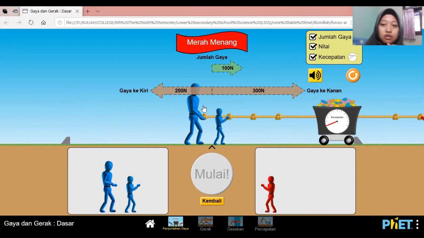To know the magnitude, we have to find the sum of the forces, because it is 300 Newton to the right, and the opposite is 200 Newton to the left. So 300 Newton minus 200 Newton is 100 Newton, in the direction of the bigger force. Because the force is bigger to the right, it will be 100 Newton to the right. So that's how we show the magnitude of the force on the object.